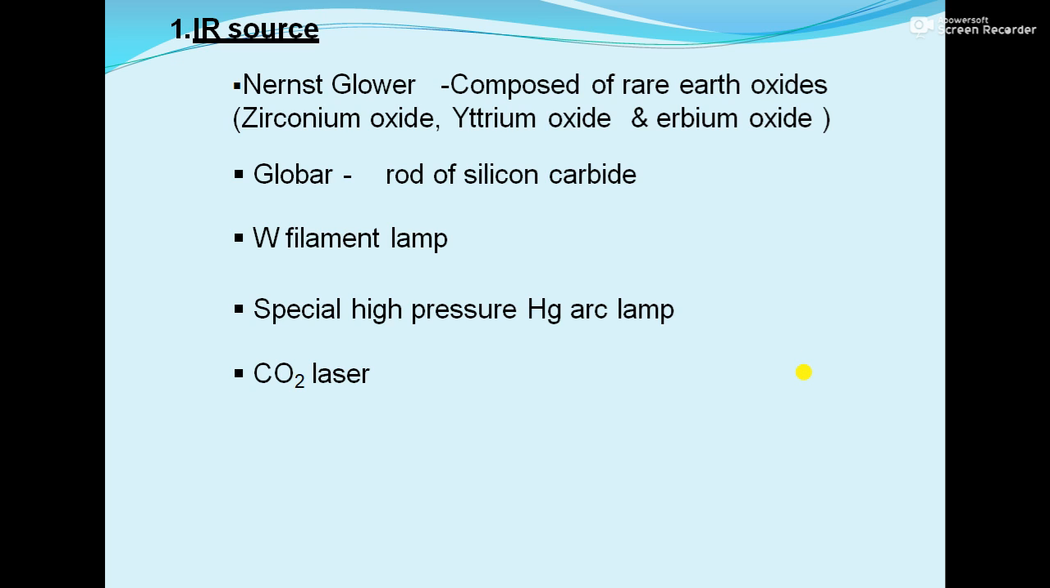So one by one we are going to discuss the important components of IR spectrophotometer. The first is the IR source. In IR source we can use Nernst filament, Globar, incandescent wire, mercury arc. The Nernst filament is made up of zirconium oxide, yttrium oxide and erbium oxide. The Globar is a rod of silicon carbide, and tungsten filament can also be used. So these are the different IR sources which can be used.